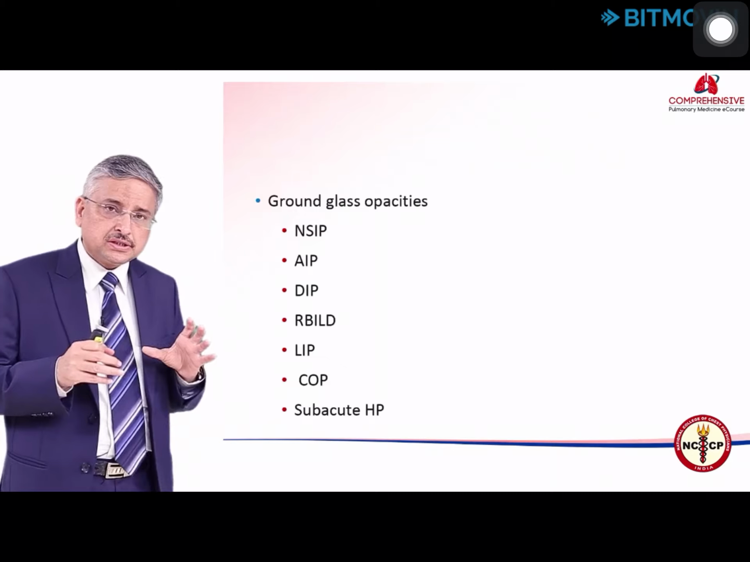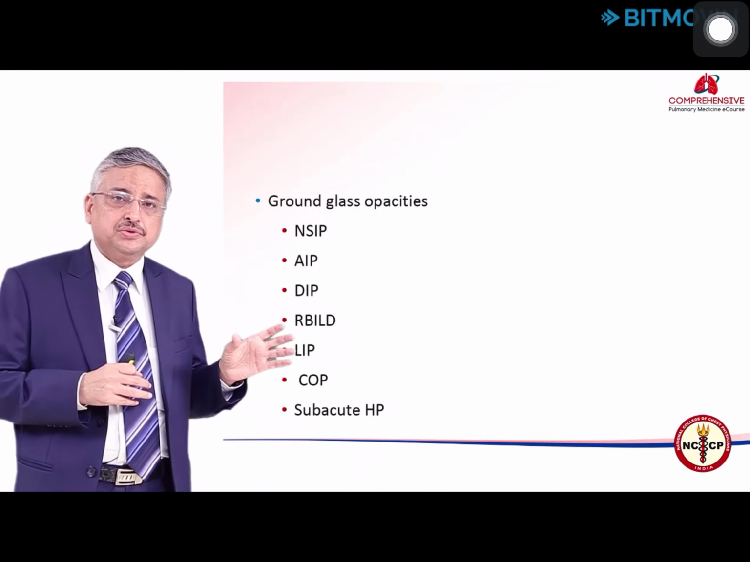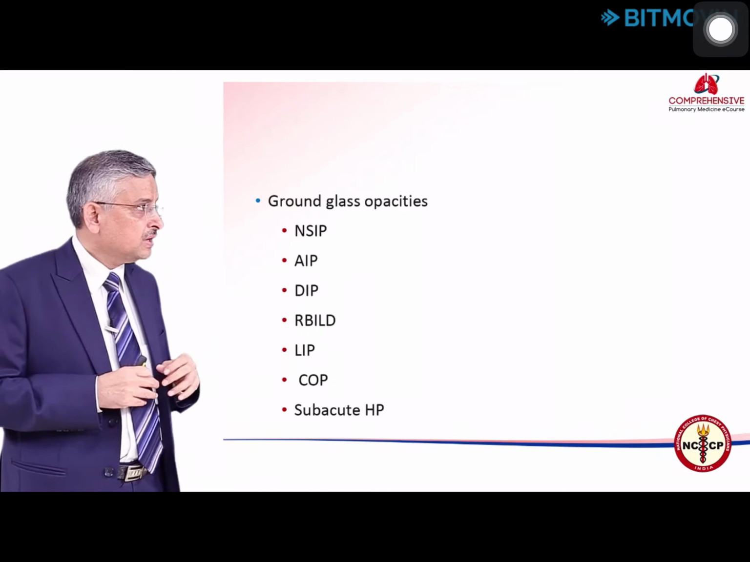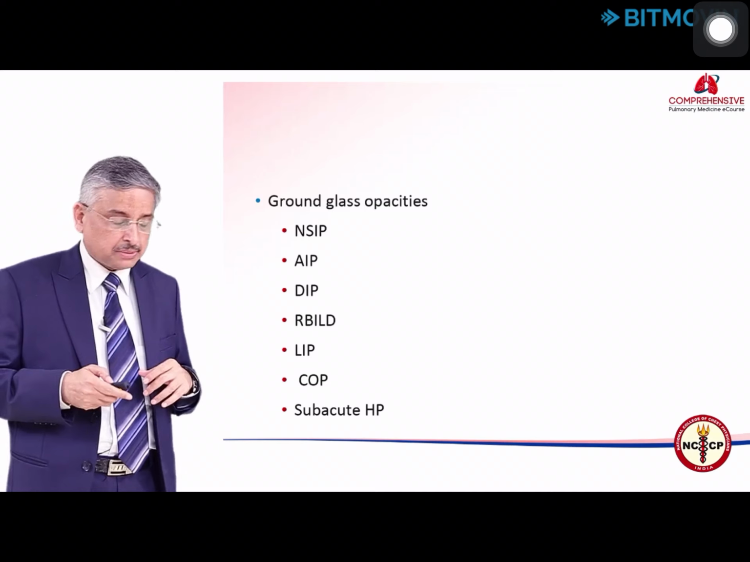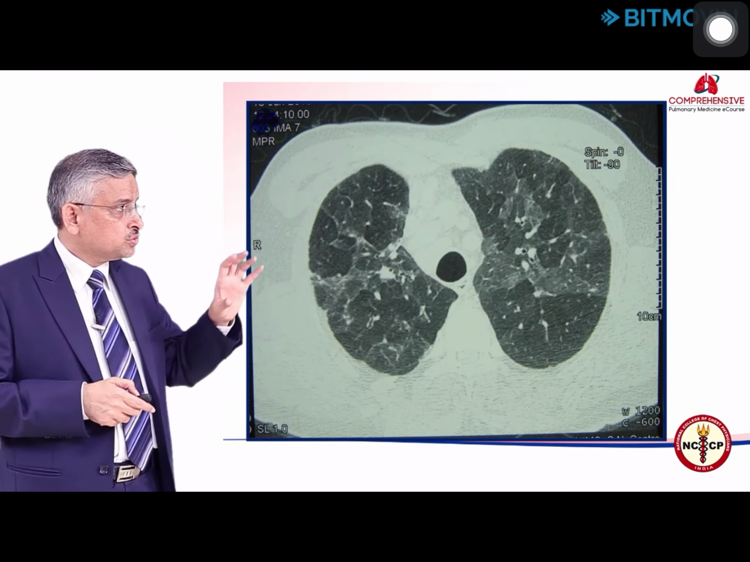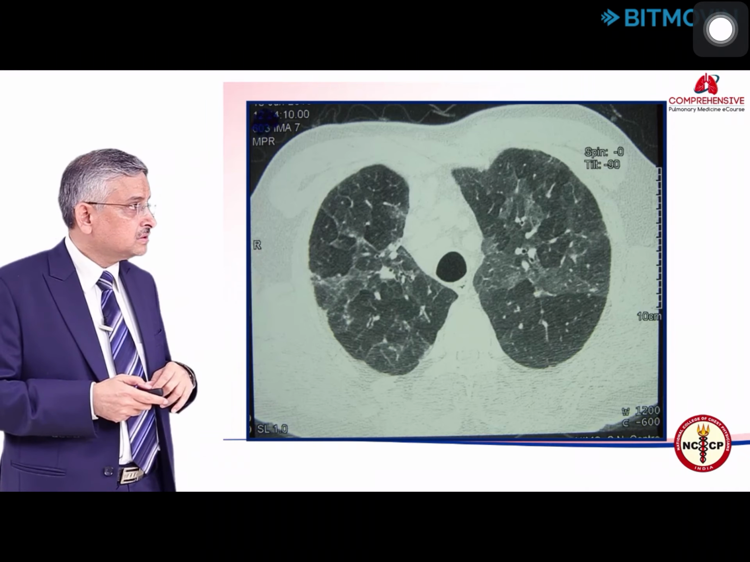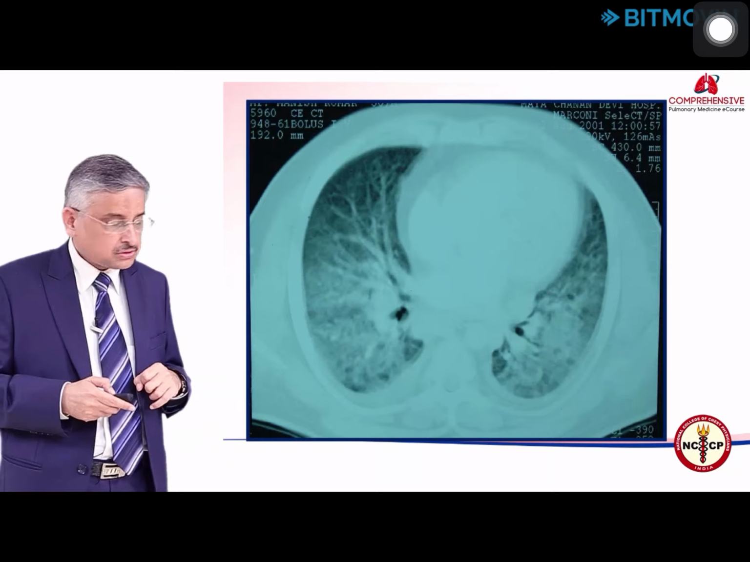If you have ground glassing, it should suggest NSIP. Ground glassing is against the diagnosis of UIP and IPF. It can occur in AIP, it can occur in RB-ILD, COP and subacute hypersensitivity pneumonitis. So, this is the ground glassing. This is a CT which shows you classical ground glassing that you can see. Another CT which shows extensive ground glassing which can occur in some patients.